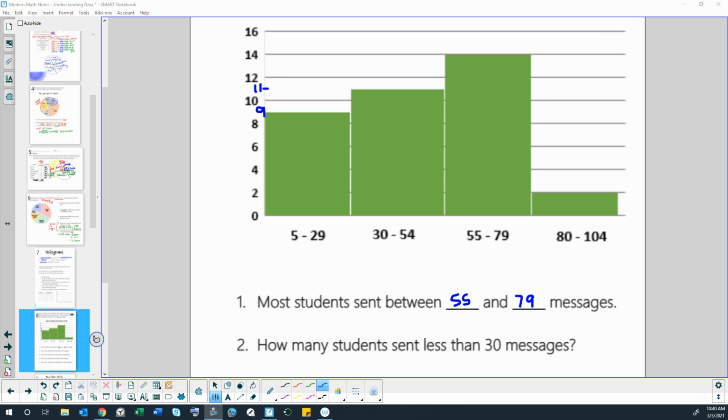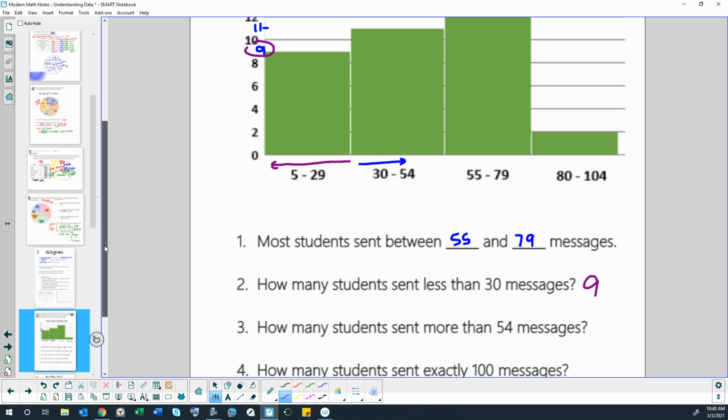How many students sent less than 30 messages? Well, this many students sent 30 and more messages, right? So how many sent less than 30? Well, just this category right here, which goes up to 9. So that would be 9.